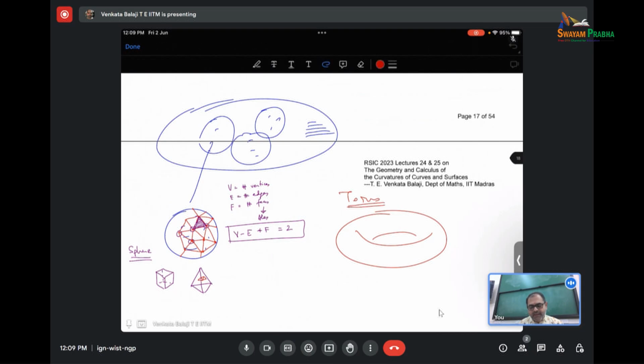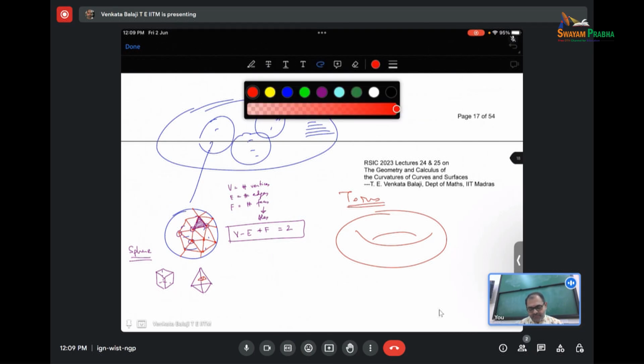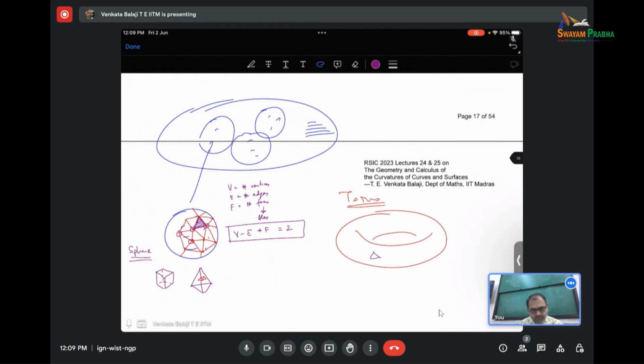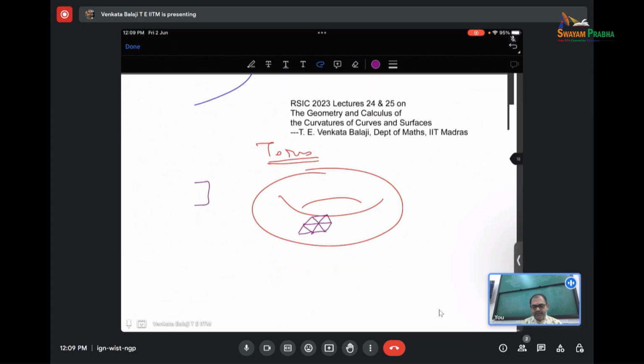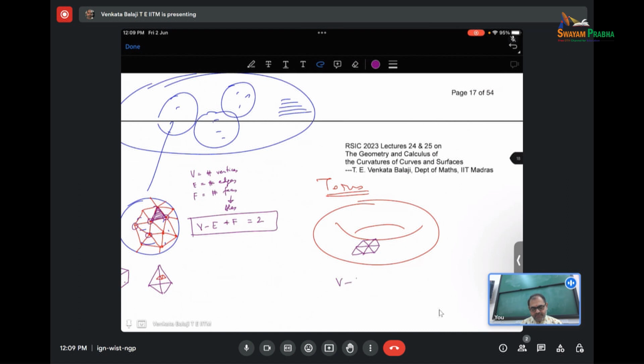And in this case also you can play this game. What you do is that you again make a netting of it. You just draw a net like this, full of triangles, so as to cover it fully. And again you calculate V minus E plus F. And what is the result you will get? You will get 0. You will always get 0.